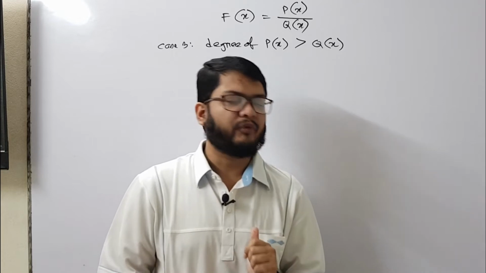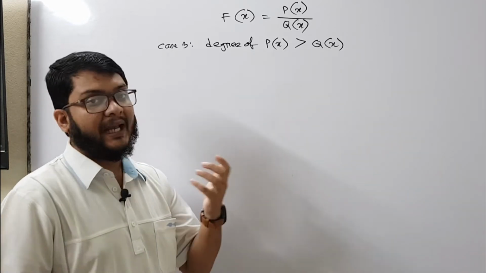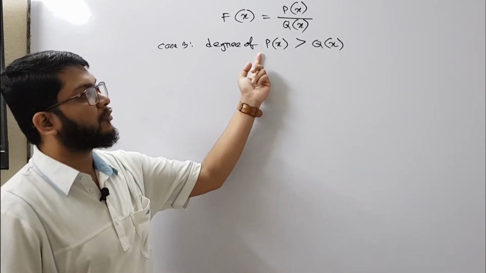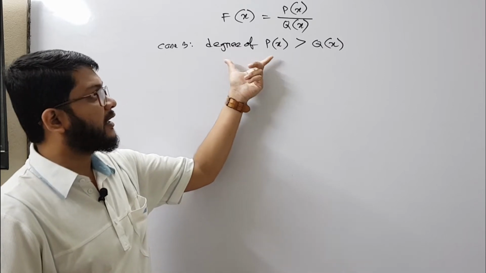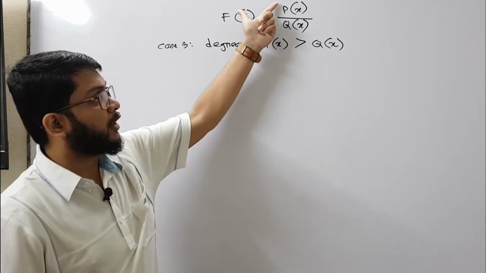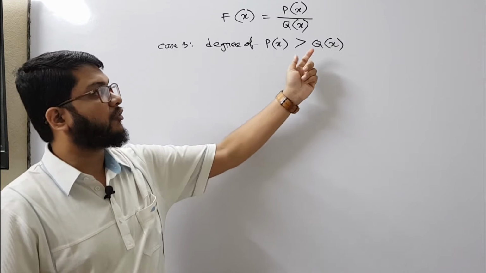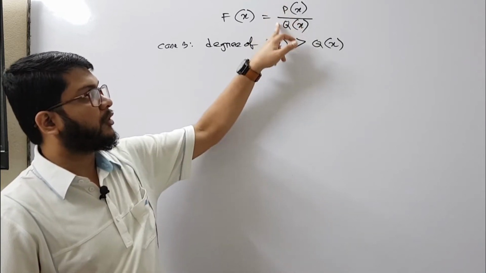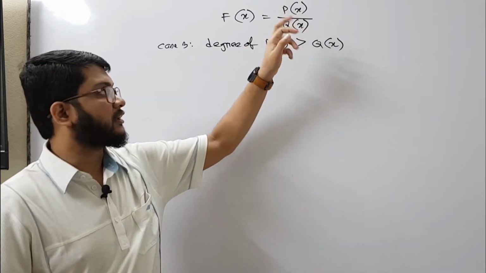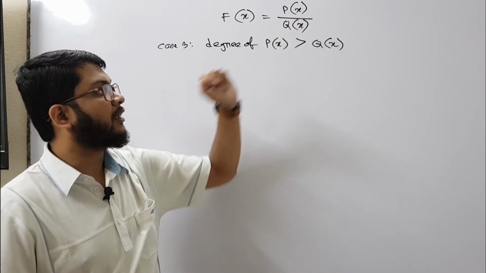Now in this lecture we will see what happens when we apply infinite limit to rational functions where the degree of p of x, that is the numerator, is greater than the degree of q of x, where both of them are polynomials. P of x is a polynomial and q of x is a polynomial.